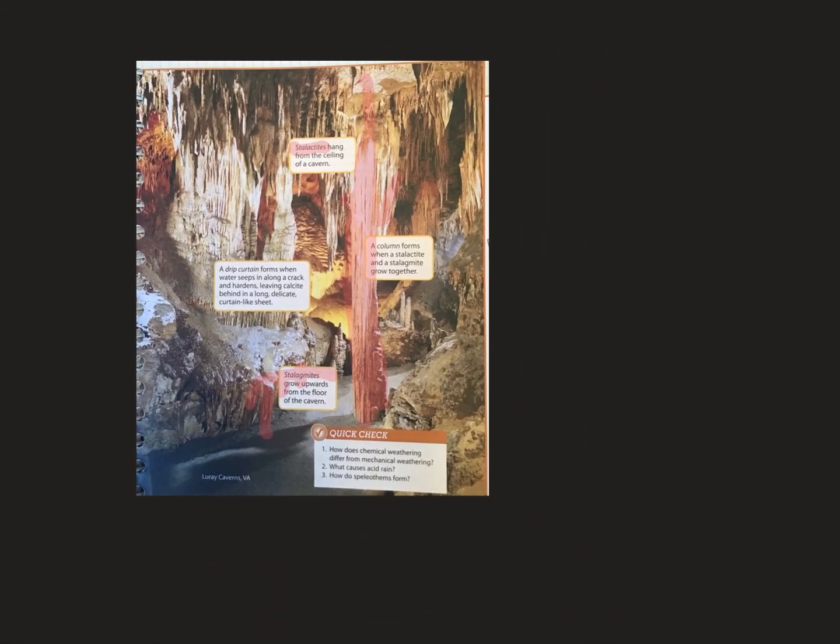So the three questions here that go along with our lesson: how does chemical weathering differ from mechanical weathering? Think about that for a second, okay? And then I'm going to tell you the answer. In chemical weathering, the chemical makeup of the rock is changed, so it becomes a different looking structure, while mechanical weathering changes the size and the shape. Think about that. Mechanical weathering changes the size and the shape. Chemical weathering changes the makeup.